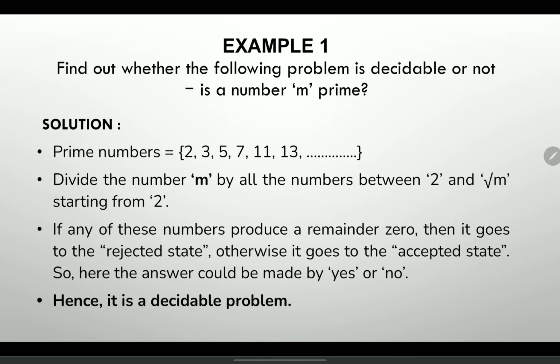This method is a brute force method and it is not the most efficient way, but still we can find out whether the problem is decidable or not. If any of these numbers produce a remainder 0, that is when we divide the number m by the numbers between 2 and square root of m starting from 2, then if the remainder is 0, it is an accepted state, and if it's not, it's a reject state. So here the answer could be made by yes or no. Hence, obviously it is a decidable problem.